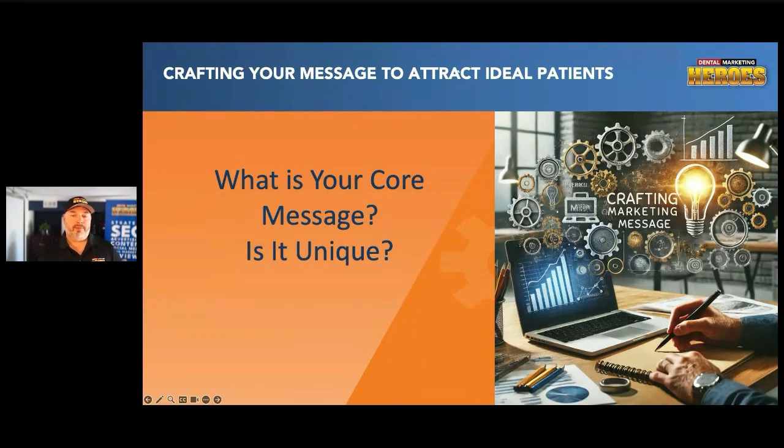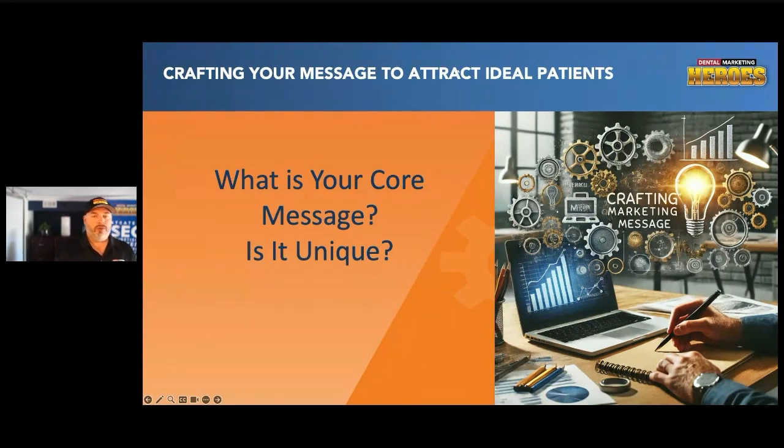Here are some examples of effective messaging that attracts ideal patients. The elements of a compelling message include clarity and relevance and authenticity. Examples of positive messaging, emphasizing quality or patient care. Avoid generic language and cliches. The importance of tone and style in your communication is vital.